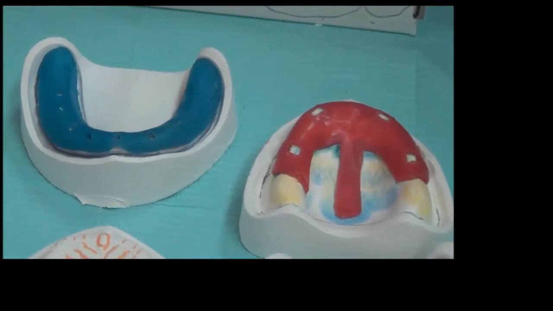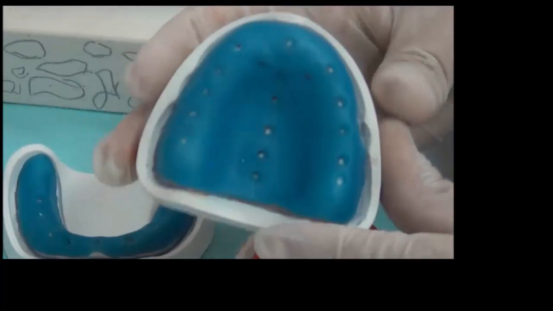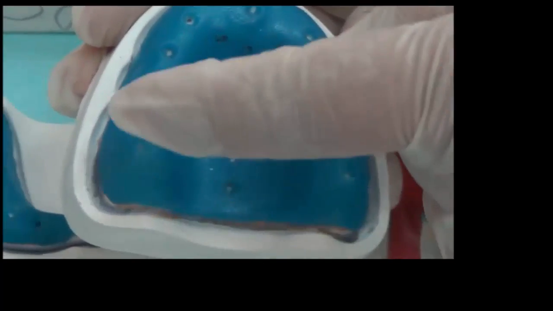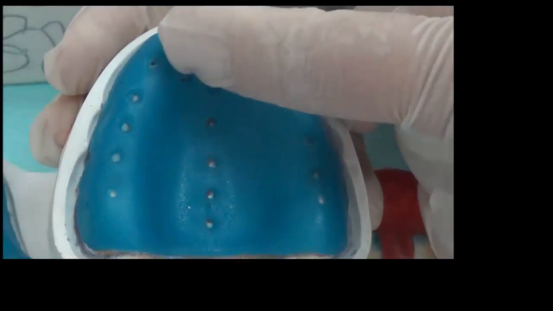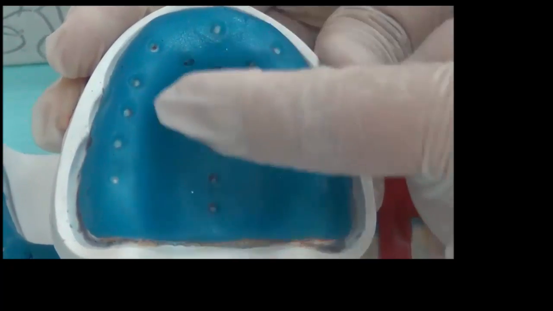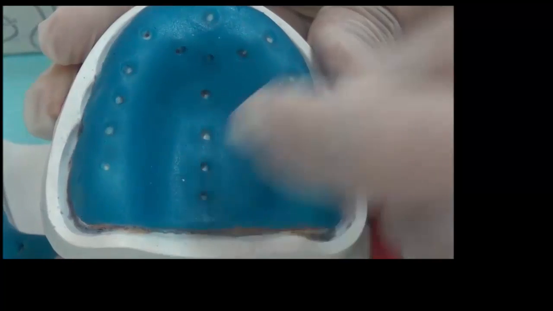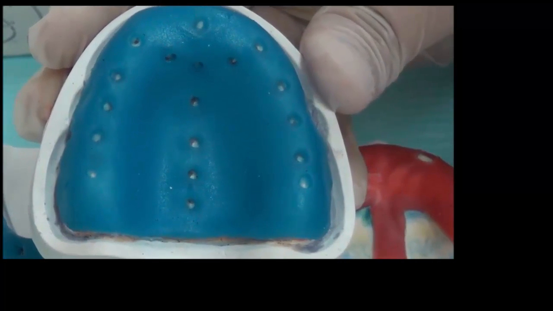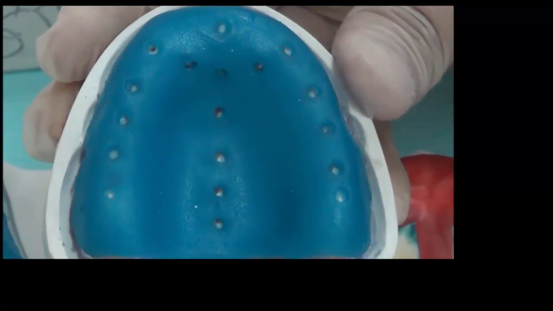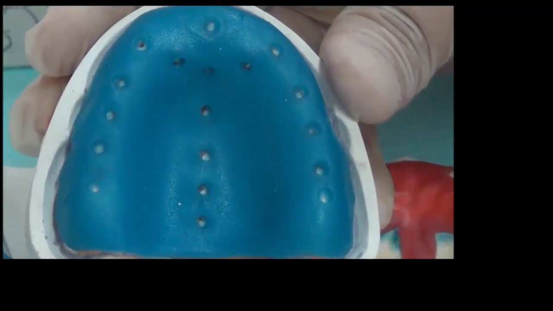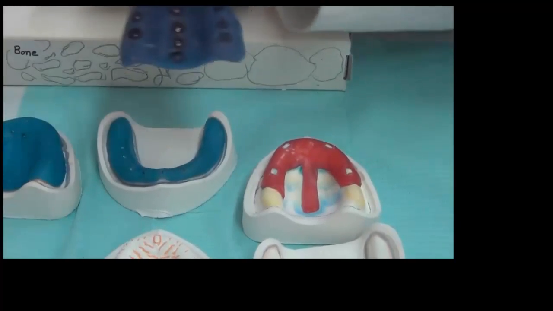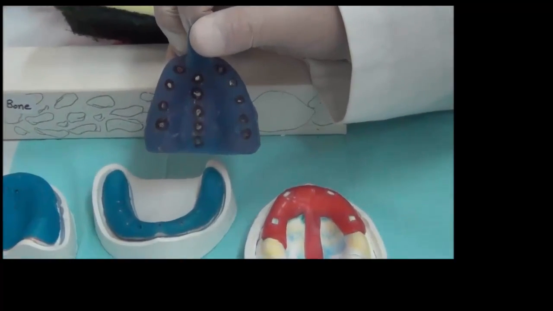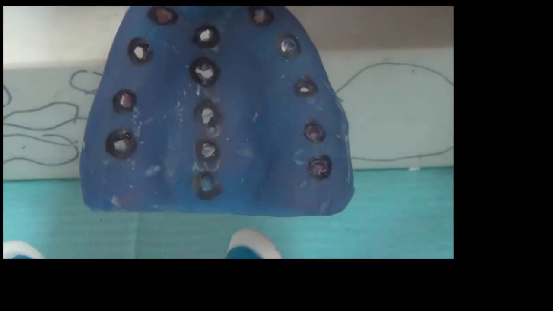If on the upper, we place the holes in the following areas. Once more, on the areas we need to relieve, which are in front of the tuberosities, over the crest of the ridge, over the incisive papilla, the rugae area, and the mid-palatine suture area, just before placing the handle. Once we place the handle, we will have the following situation with holes inside, and impression material is free to escape from these relief areas.